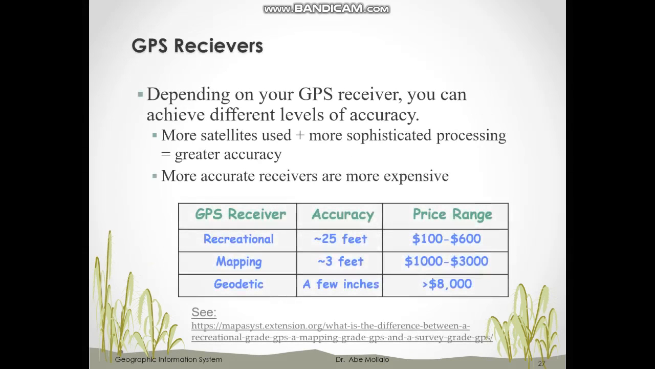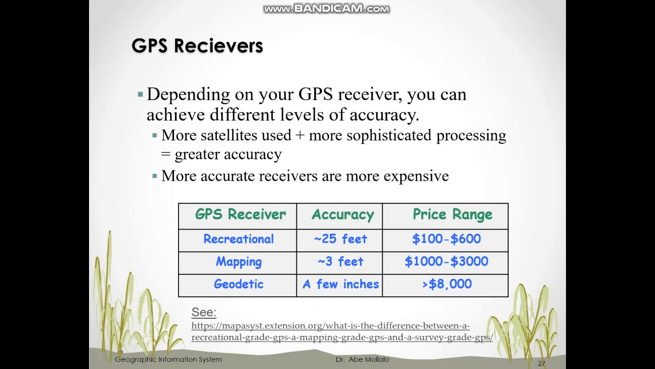So depending on which signals are being used, there are different types of GPS receivers and also different prices. For example, for recreational purposes of daily use, the accuracy is low, almost 25 feet, and the price is also low, between 100 to 600 bucks. It could be even cheaper by now. You can buy it from the internet, and they are very user friendly.